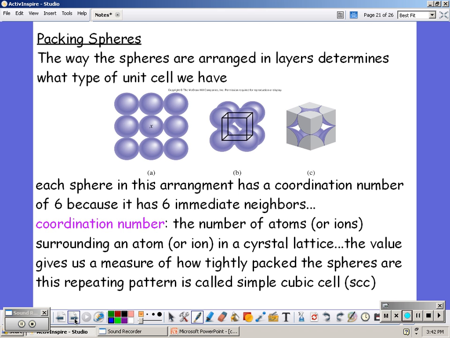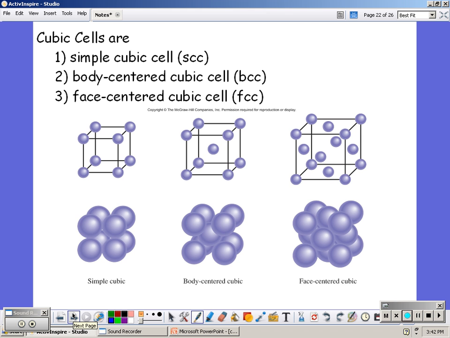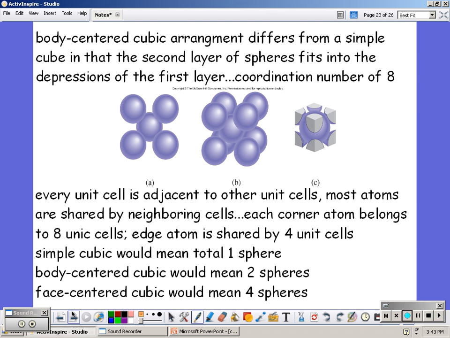There are 3 different ways of packing. You can have a simple cubic cell, a body-centered cubic cell, or a face-centered cubic cell. In a simple cubic, you only have atoms at the corners. In a body-centered, you have one in the center and then on the corners. And in a face-centered, you have one on each of the faces and then in the corners. The body-centered cubic arrangement differs from the simple cubic in that the second layer of spheres fits into the depressions of the first layer. The coordination number then is 8.